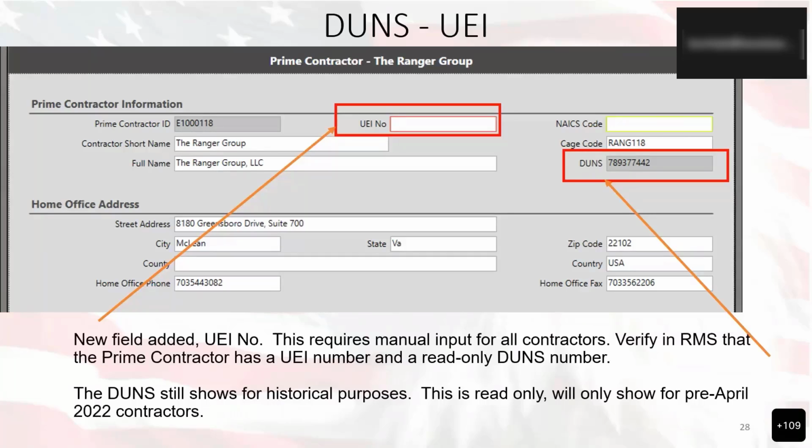All right, when we navigate over to the prime contractor information area, there's a new field at the top. That new field is the UEI number field, and that requires manual entry. So essentially, you'll have to input the data manually. You can verify in RMS that the prime contractor has a UEI number and a read-only DUNS number. If they don't have a read-only DUNS number, that means they were entered this year. Starting after April 2022, all contractors will be utilizing a UEI number and no DUNS will be entered. The DUNS still shows for historical purposes for any of the contracts that were entered before April 2022.